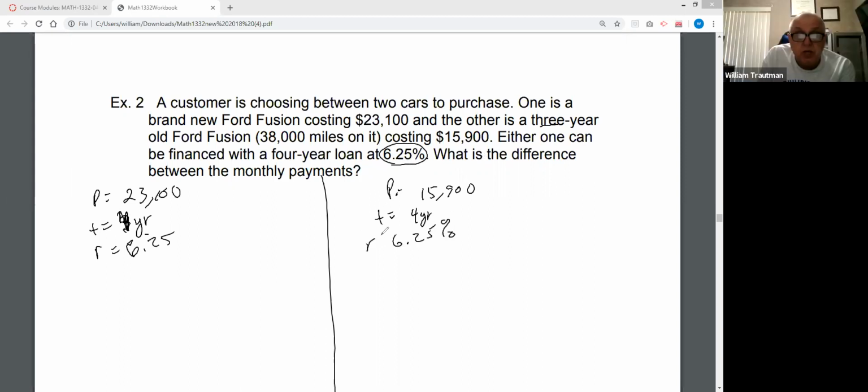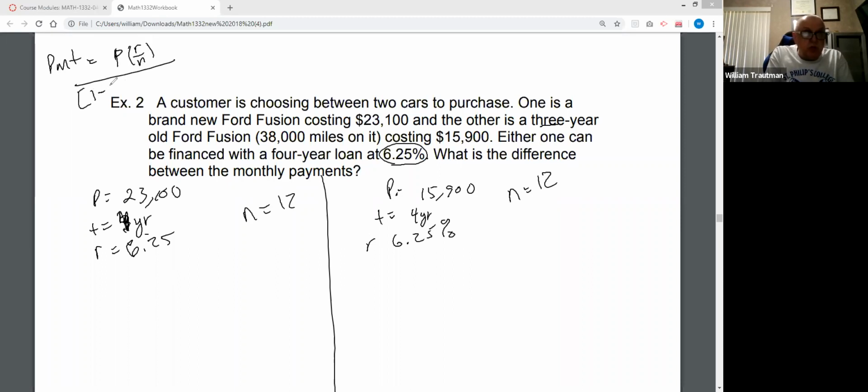6.25%, the interest rate. And N is 12 for car payments and house payments. So let's plug these into the formula once again. I'm going to put the formula over here so we remember it. Payment equals P times R over N, over parentheses 1 minus parentheses 1 plus R over N, raised to the negative NT, and then we close the last parentheses.